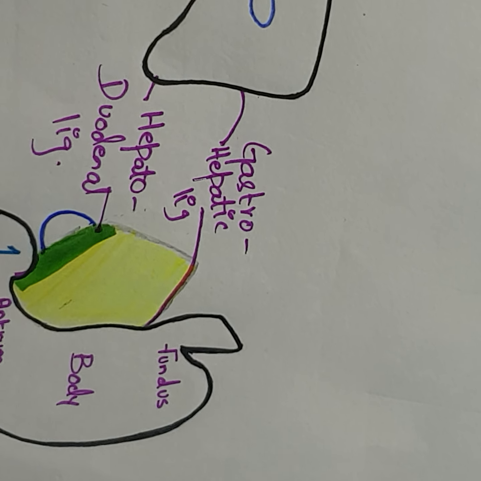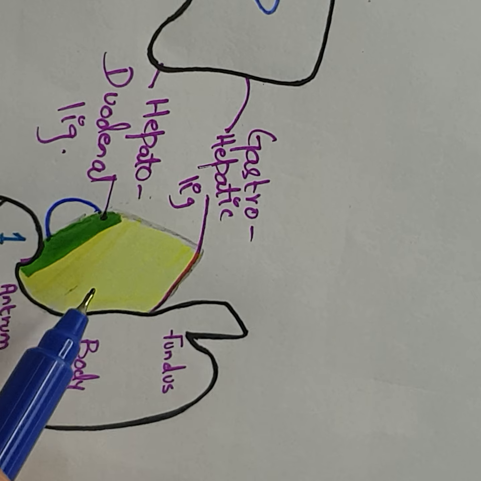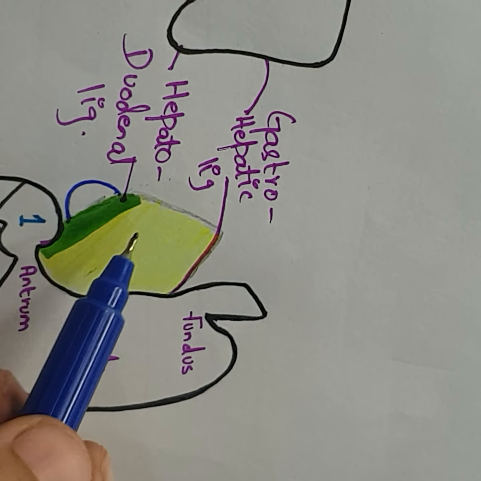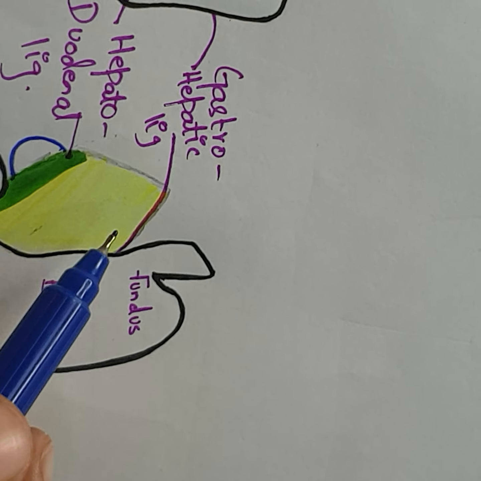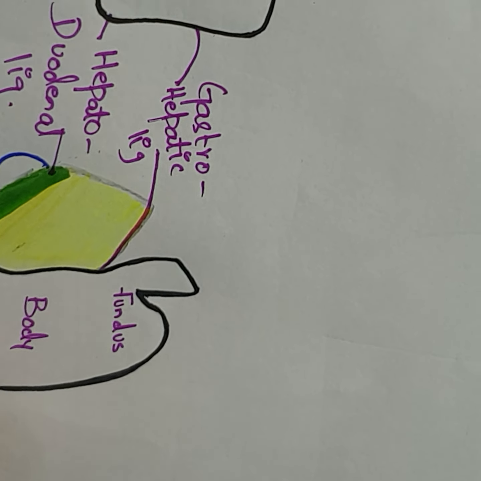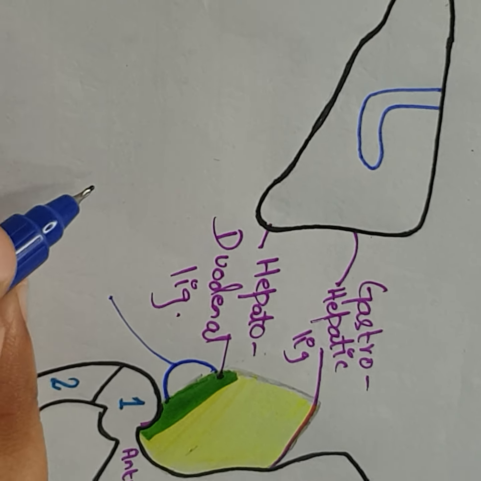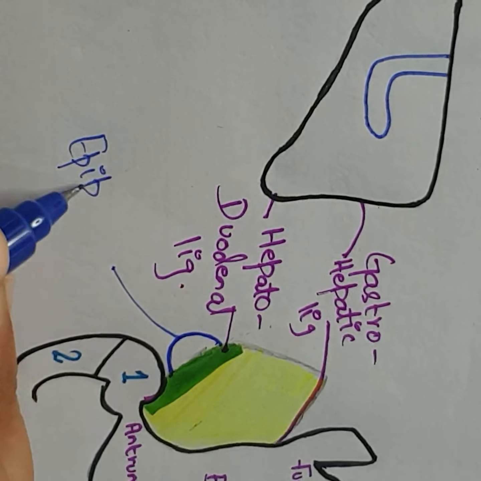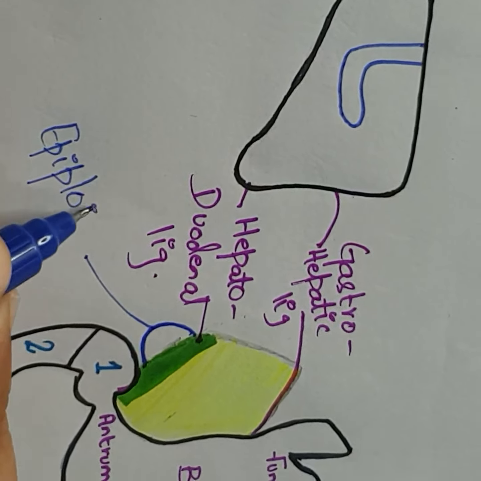Okay, so behind the whole lesser omentum is the lesser sac. The green and yellow part is the lesser omentum. Behind lesser omentum we have lesser sac, and behind the right free margin of lesser omentum we have the epiploic foramen. What is this? This is the epiploic foramen.